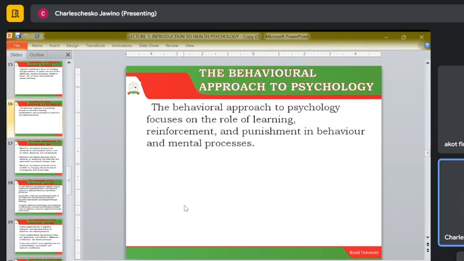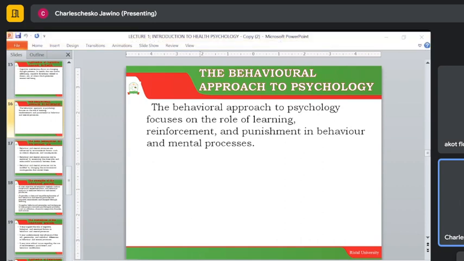The behavioral approach to psychology. This is behavior. The behavioral approach to psychology focuses on the role of learning, reinforcement, and punishment in behavior and mental processes. In other words, reward and punishment. Usually, there is an example of this man Ivan Pavlov. I know you might have heard of him, who performed an experiment on a dog.